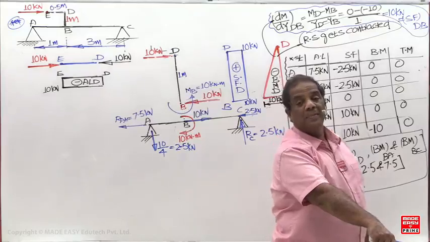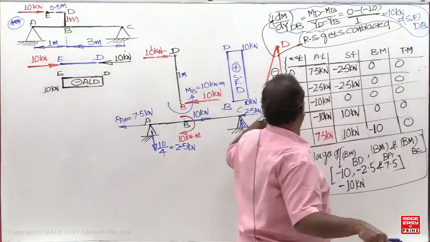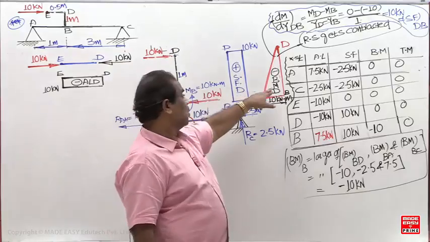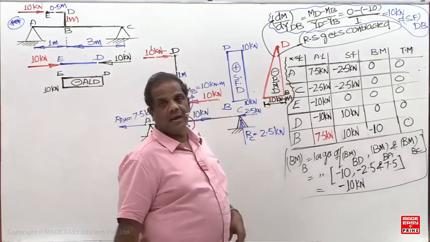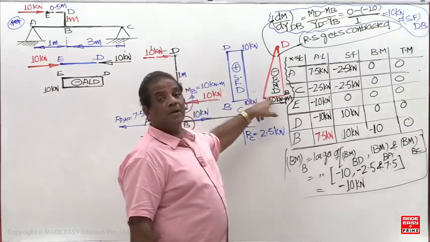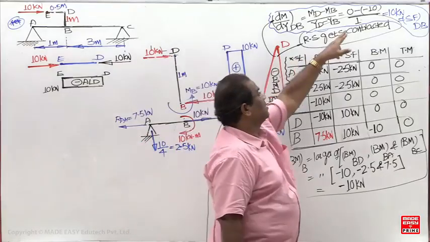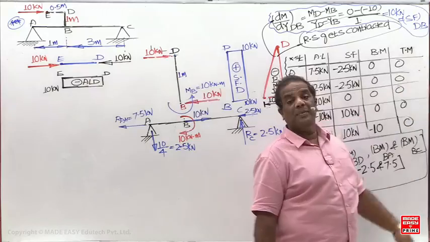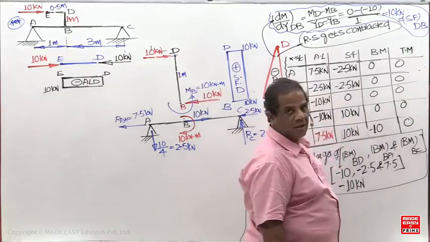The slope of the bending moment diagram should give the shear force. But the shear force here is plus 10. The slope of this diagram should give plus 10. By chance, if I take the positive bending moment diagram, positive meaning plus 10, then you are going to get a minus 10. Minus 10 means the slope of the bending moment diagram is not giving the shear force.